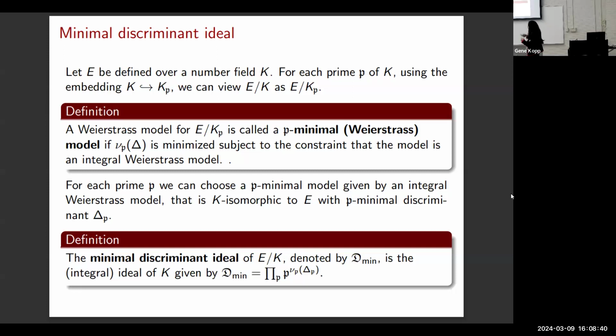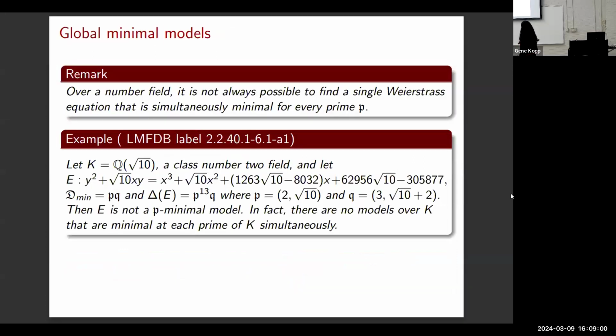We don't have to do all these things if we are thinking about Q, or if we are thinking about class number 1. But since I want to talk in general, I have to remind you of discriminant ideals. What does it mean? Otherwise, we could have just taken the discriminant. Okay, so this is the minimal discriminant ideal of an elliptic curve over a number field.